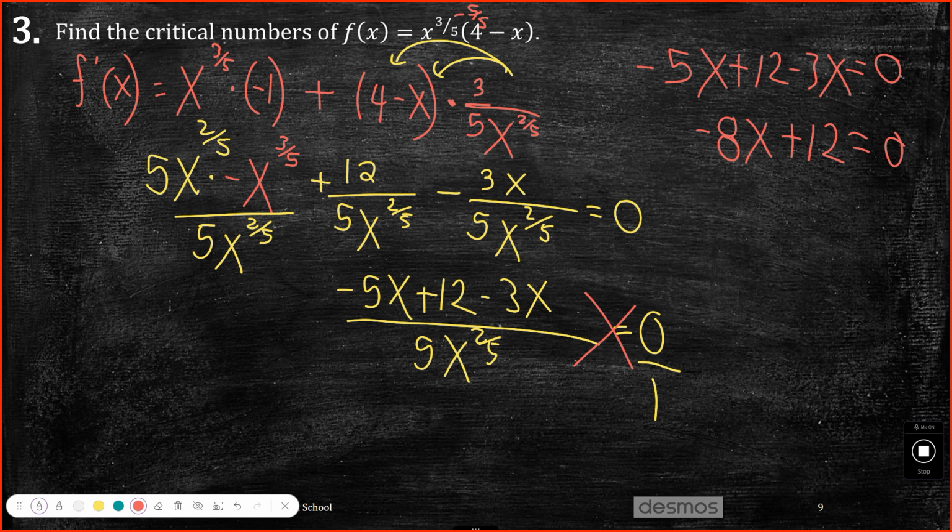And so what is this? Minus 12. Minus 12 equals negative 8x, divided by negative 8. So we're going to get x equals what? Divided by 4, it'll be 3 halves? Yes?